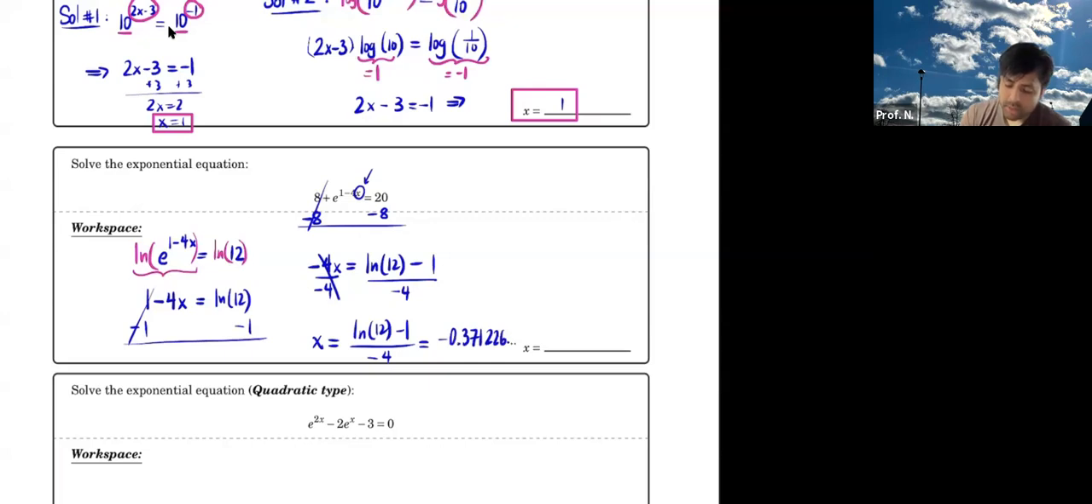Okay, so I want to say two things. This answer here, ln of 12 minus 1 over negative 4, this is called an exact form. Why is it exact? Because there's no approximation. So this is an answer. You can literally leave your answer like this. But if you want an approximate form, then you have to use a decimal, so you use your calculator. So this is 0.3712. This is an approximate form.